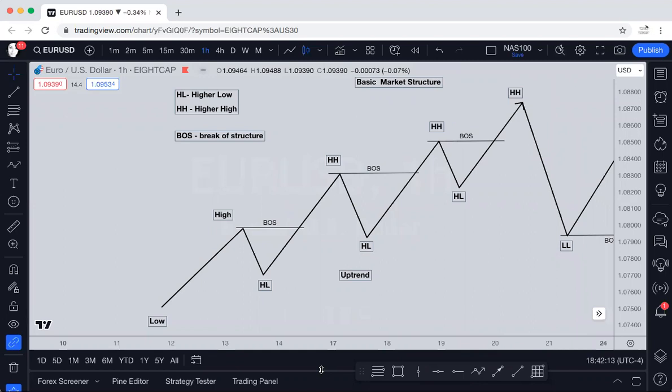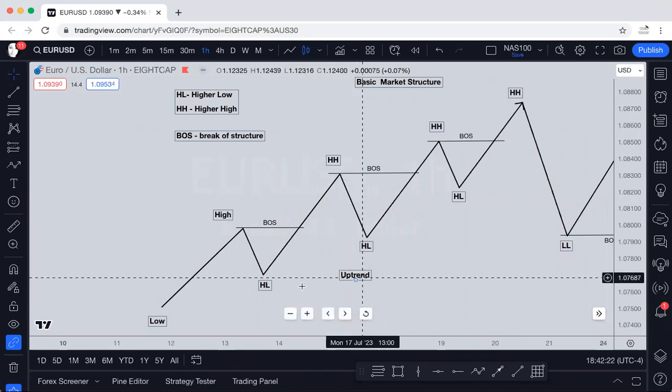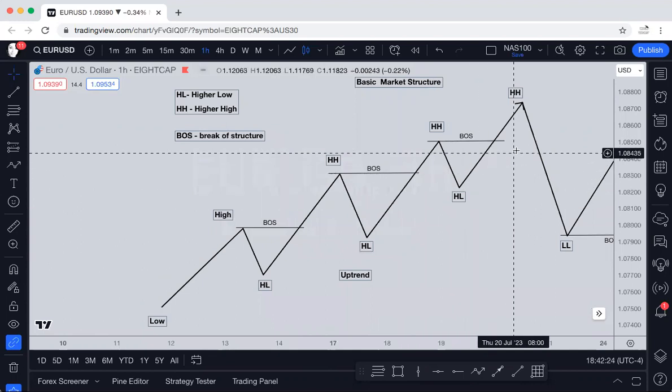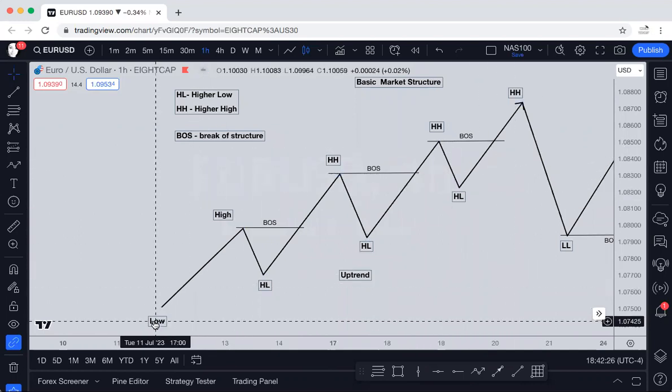Today we're going over basic market structure. So we're going to be talking about an uptrend. Here on my screen, you can see that our uptrend means we are moving in an upwards direction. How can you classify that?